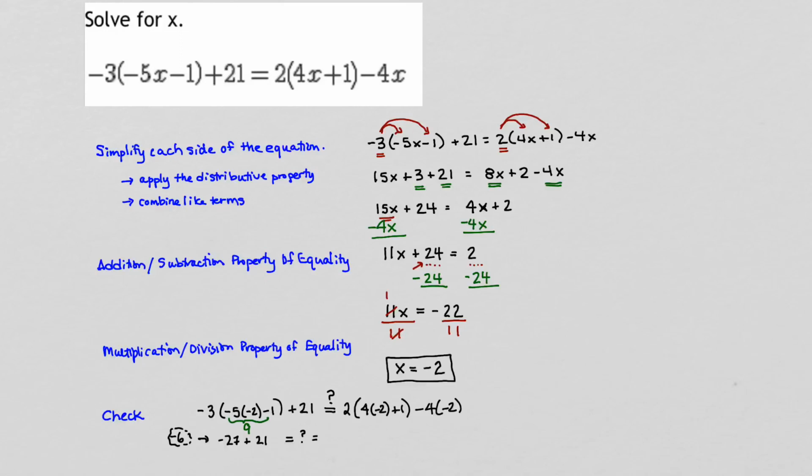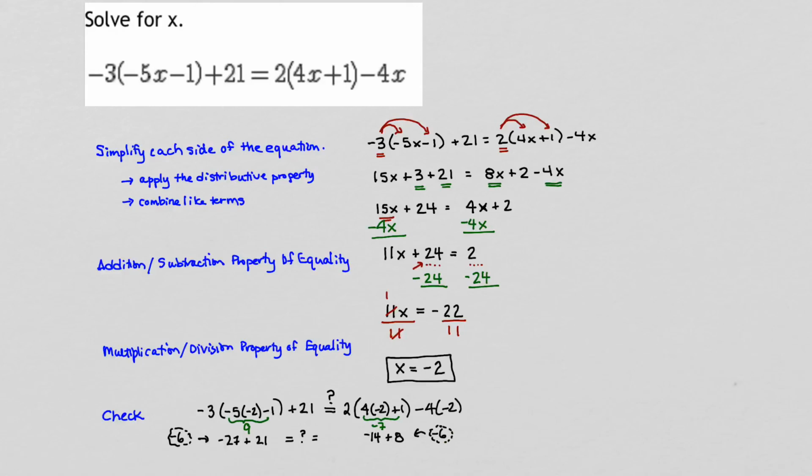Well, again, let's do some quick math here. 4 times negative 2 is negative 8 plus 1 is negative 7. 2 times negative 7 is actually negative 14. Negative 14 minus 4 times negative 2, they get multiplied together, right? So that's negative 14 plus 8 using our order of operations. And negative 14 plus 8 is also negative 6.